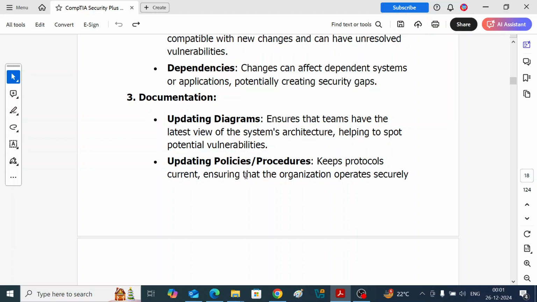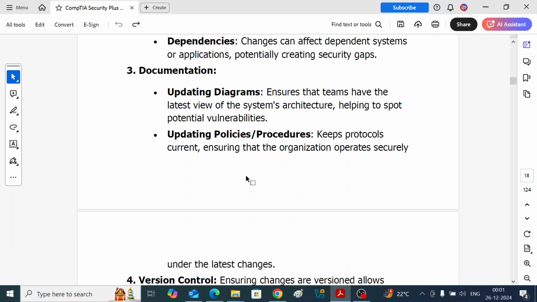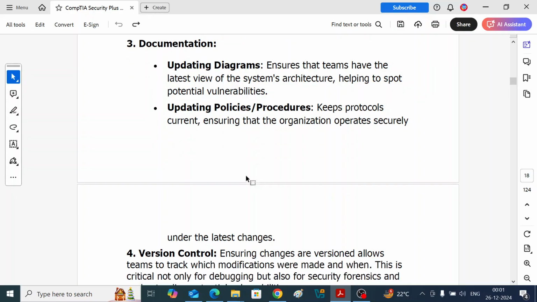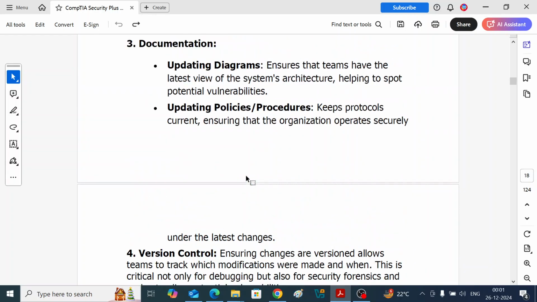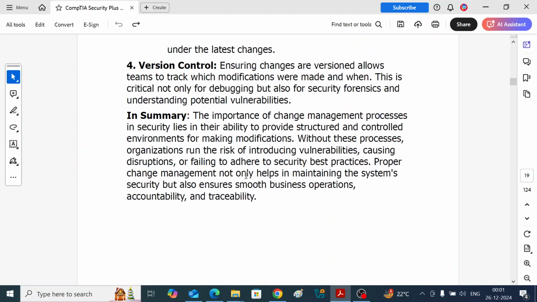Updating policies and procedures: keeping protocols current ensures that the organization operates securely under the latest changes. So that's why updating policies and procedures is pretty important. Version control. Any change has to have version control. That's a standard requirement of proper documentation. If you talk about documentation, version control is one of the things that you need to maintain, right?